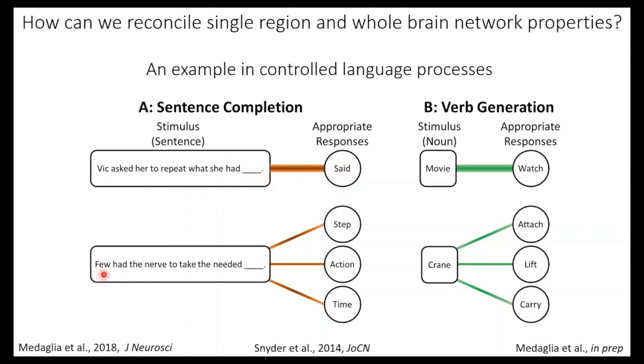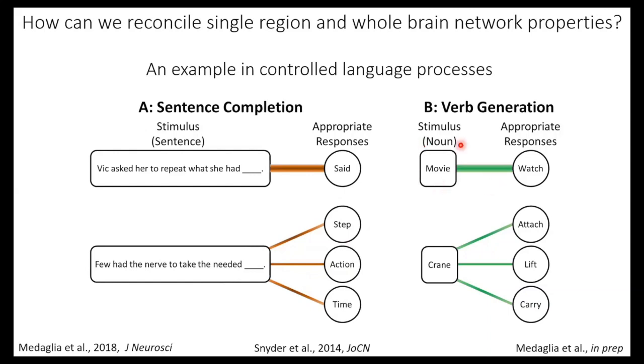Here, you can see something like, "few had the nerve to take the needed," and then what? People might say step or action or time, each of which might be a little more weakly associated with this, and each of them is about equally appropriate, so people will actually have a harder time choosing. They slow down, they occasionally make more errors.